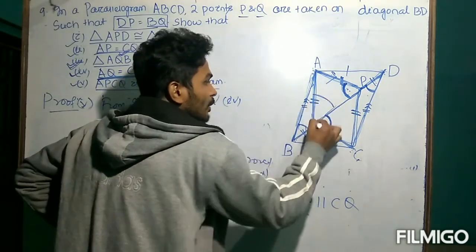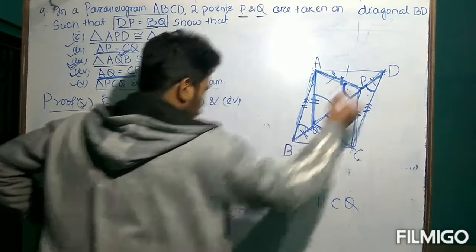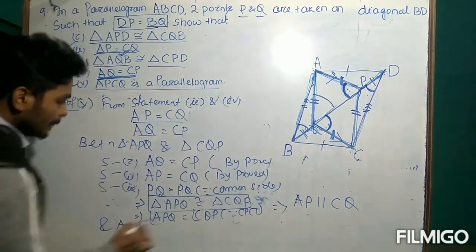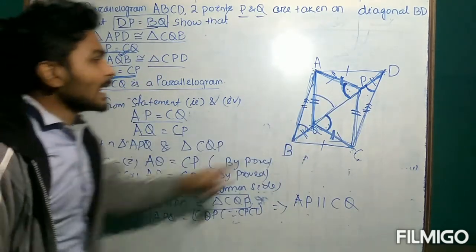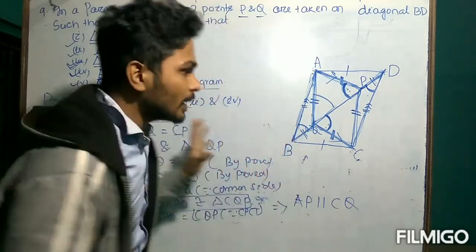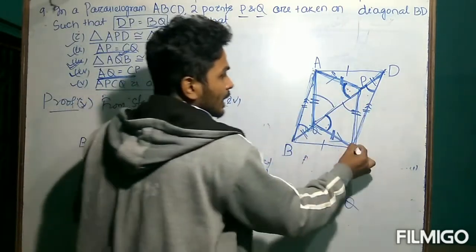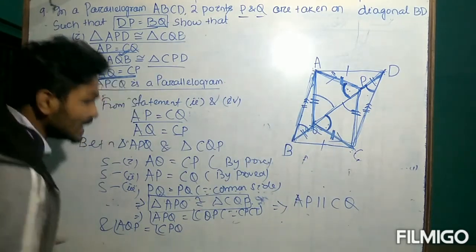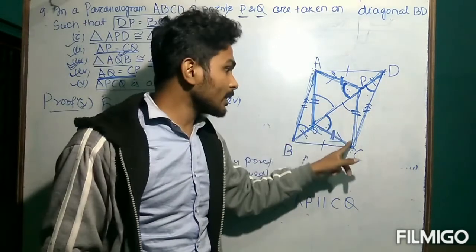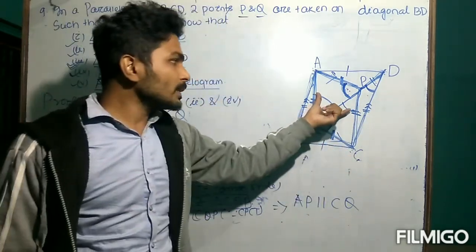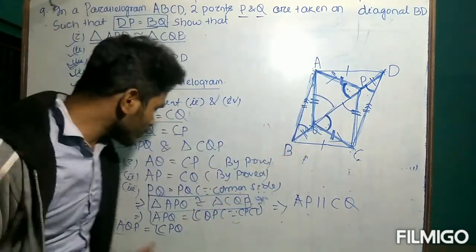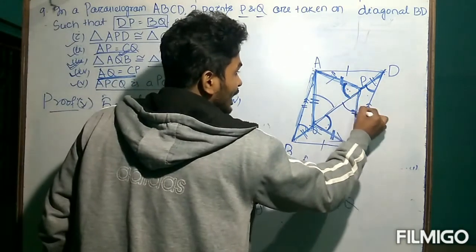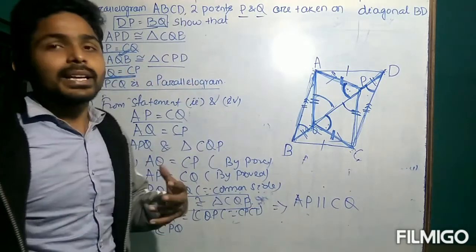This angle of the triangle APQ. Which angle? AQP angle. And QP angle is the angle for the triangle APQ. Right? Likewise this angle CPQ. Now this CPQ angle is an angle for the triangle CPQ. But we have proved that these two triangles are congruent. If any two triangles are congruent, then their corresponding angles must be equal. Right? So if this angle is equal to this angle, then what conclusion can we draw from it?